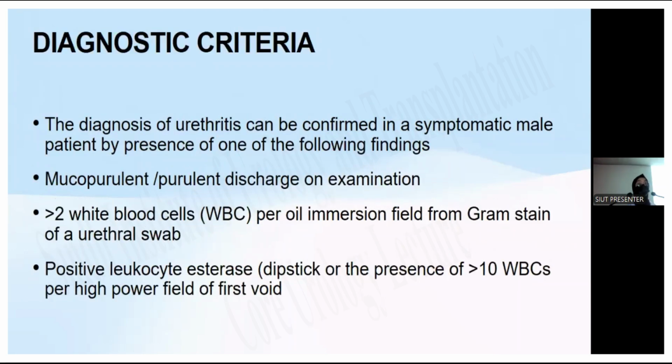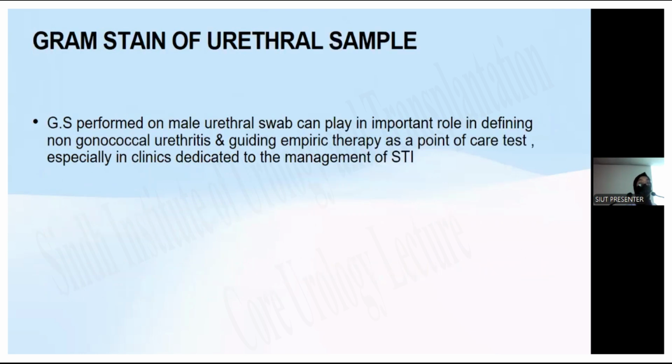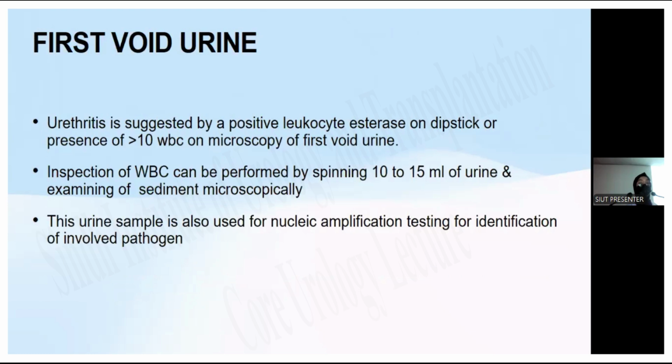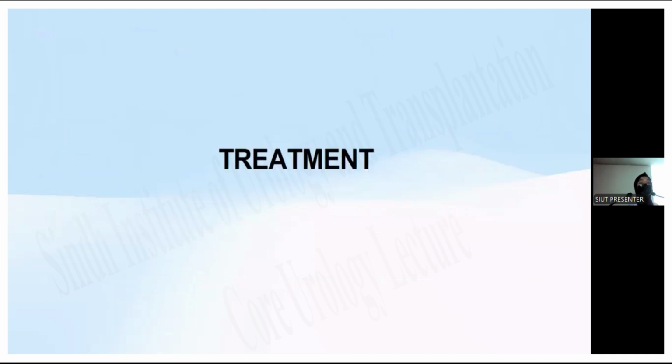The diagnosis of urethritis is mainly on examination, seeing the discharge, and also by a Gram stain, which has importance especially in differentiating between gonococcal and non-gonococcal urethritis, as well as the presence of leukocyte esterase on a sample of the first morning void. And this urine sample can also be used for nucleic acid amplification testing for identification of the pathogens.